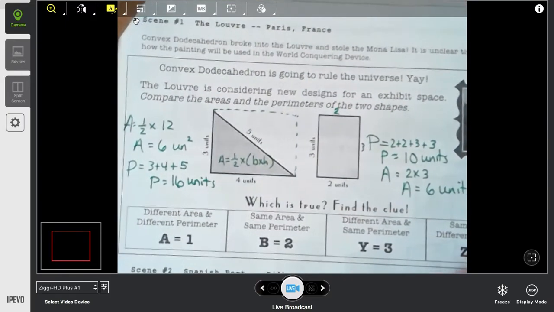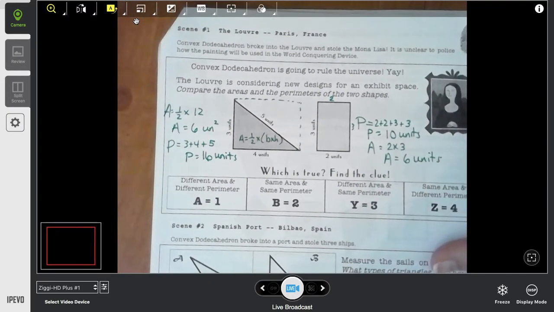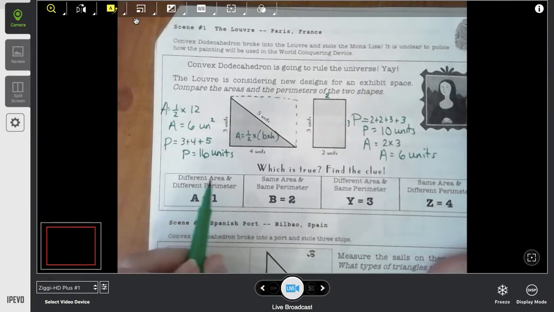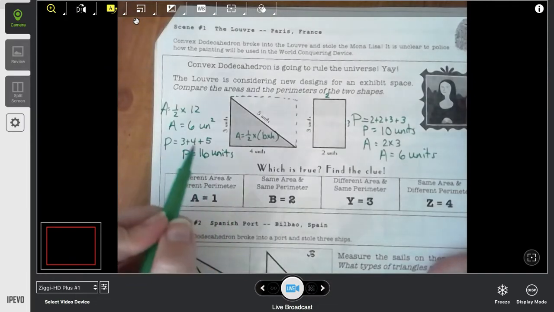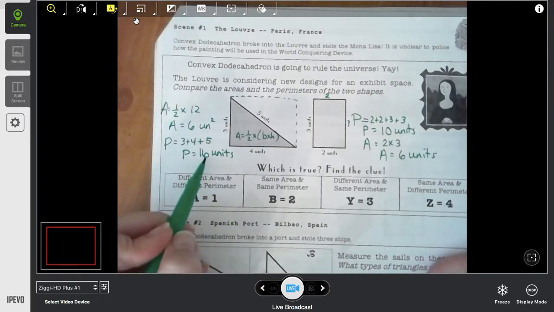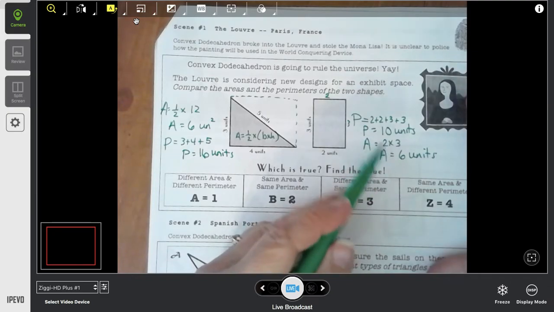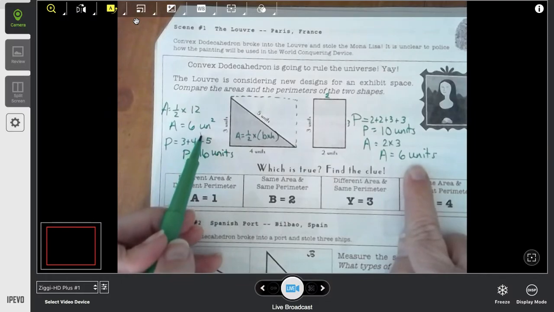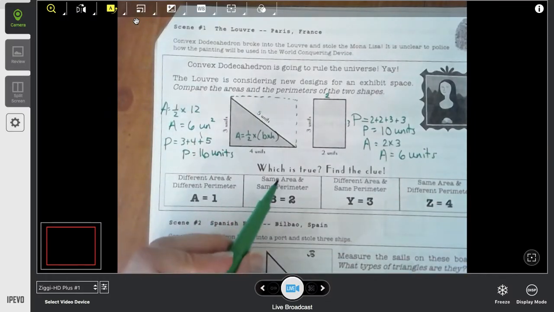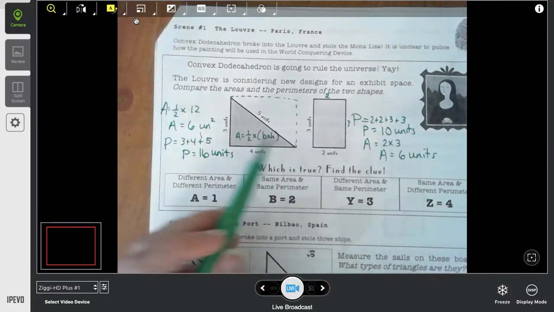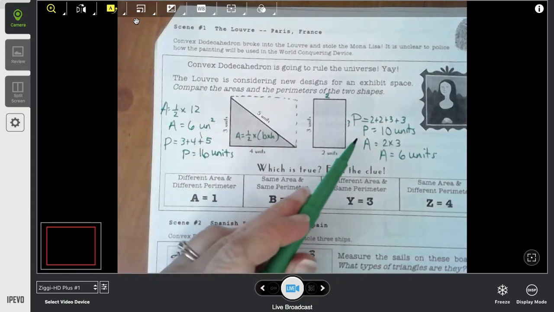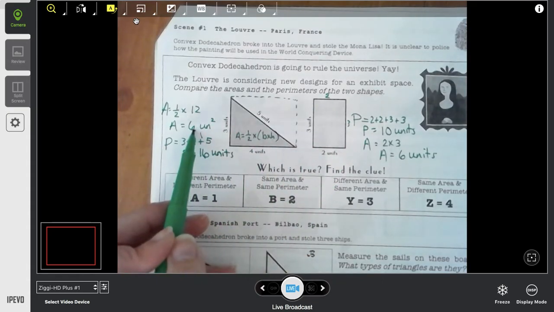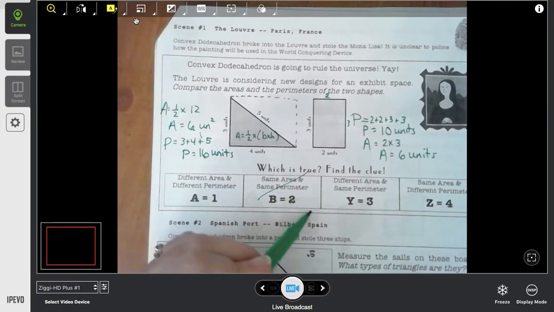Okay, so now let's look at our choices. Let's shrink that just a little bit. There we go. Is there a different area and different perimeter? Well, area and perimeter are different. Perimeter and area, well, the area is the same here, 6 and 6. Okay, let's try the next one. Same area, same perimeter. Nope. Perimeter is 10 and 12, and the area is 6 and 6, so it's not that one.